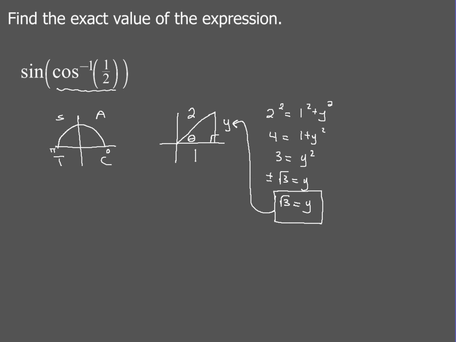Now what I'm going to do next is look at this outside function. Once I have my triangle drawn, I just look at what I've got to find. I want the sine. So the sine is going to be this piece right here, the square root of 3, because that's the value of y, and then over the hypotenuse, which is 2. So my final answer is just square root of 3 over 2, and that's it. You're done. No big deal. But wait a second. Is there another way to do this problem?